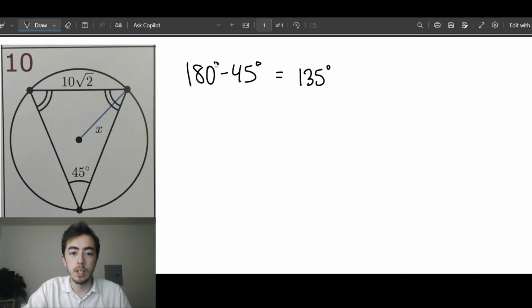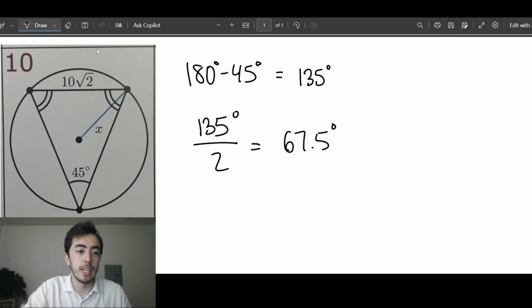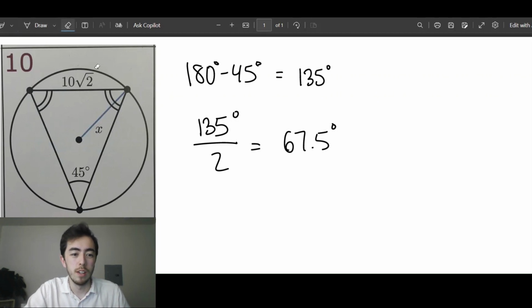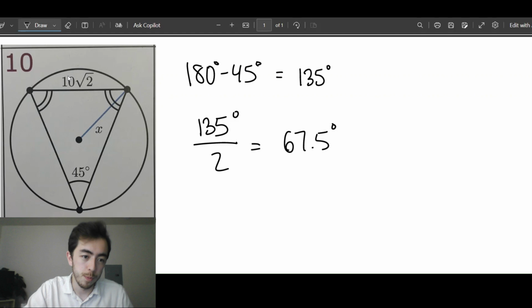And so I guess we could then divide that by 2, and this at least shows that we have 67.5 degrees in each of these spots. Now, that's not actually too helpful, I don't think, just because the blue line that we're studying doesn't really use that 67.5 degrees. So maybe there's other things we could do.